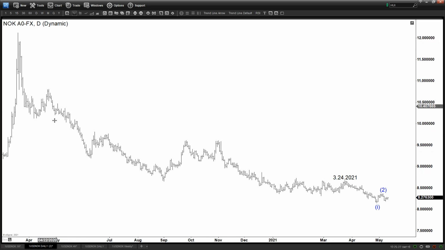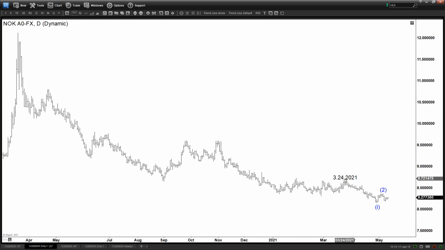Now of course there might be something, if you want to know exactly how will this 1 2 play into the larger degree count, then you have to look at all the labels in the daily chart in the member area. But suffice to say, for our purpose, we're talking about the short term. This is what we're talking about.